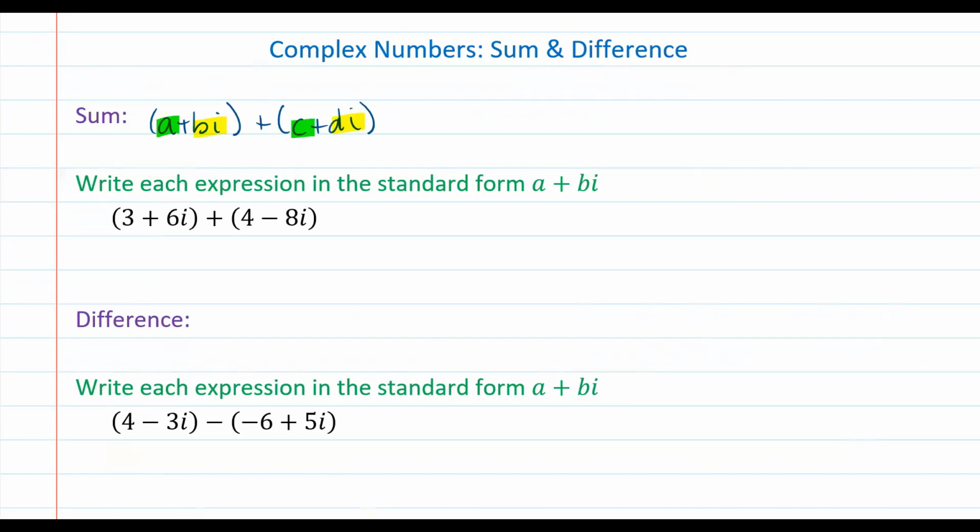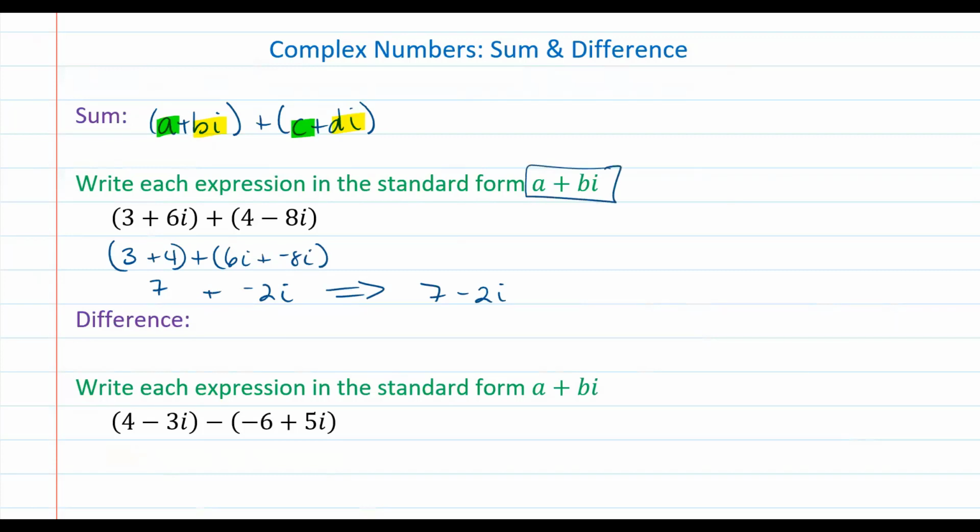So let's look at our example here where we have 3 plus 6i, and we're adding to it another complex number, 4 minus 8i. Let's combine the real parts. The real parts are positive 3 and positive 4. Then we're also going to combine the imaginary parts, which are 6i and negative 8i. So 3 plus 4 is 7, and 6i plus negative 8i is negative 2i. We typically would write this as 7 minus 2i as your final answer.